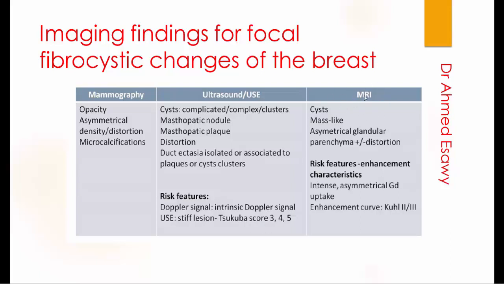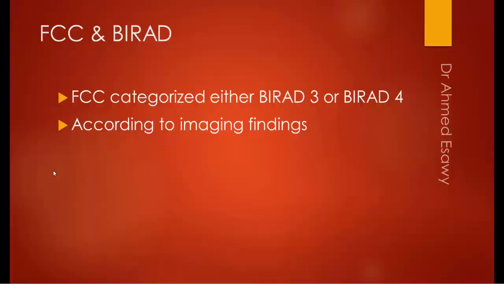MRI presentation of focal fibrocystic change: either cyst, mass-like, or asymmetrical glandular parenchyma with or without distortion. Risk factors in MRI enhancement characteristics: intense asymmetrical gadolinium uptake and enhancement curve change. Focal fibrocystic change and BIRADS: fibrocystic change may be categorized into BIRADS 3 or 4 according to imaging finding.